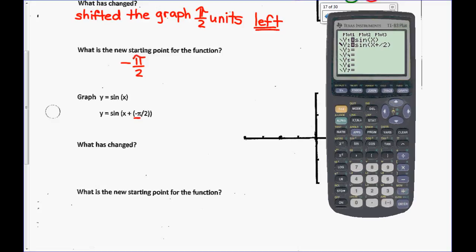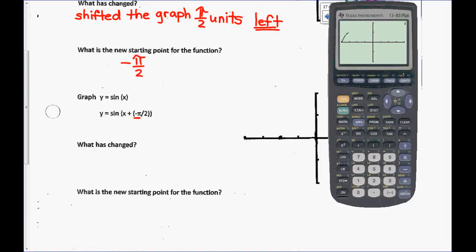Okay, well, I'll do it old school then. Plus bracket negative pi. Whoops, how come I have a space? Negative pi over 2. Okay, is that what I wanted? Sine of x plus bracket negative pi divided by 2. Okay. And again, ask it to graph.